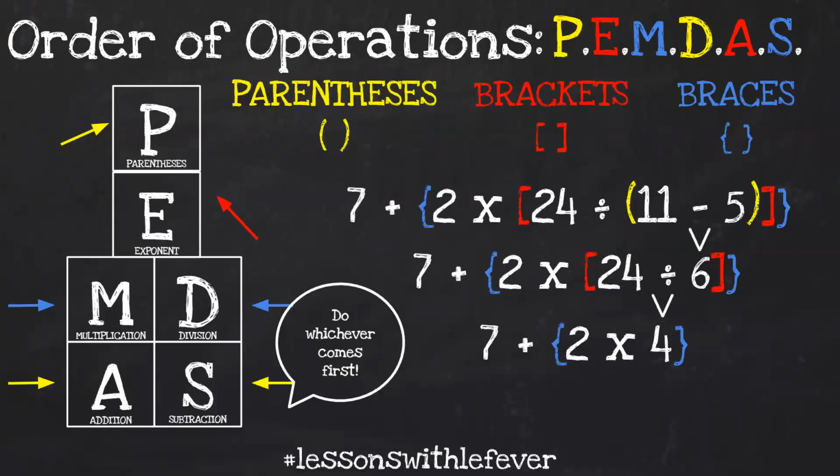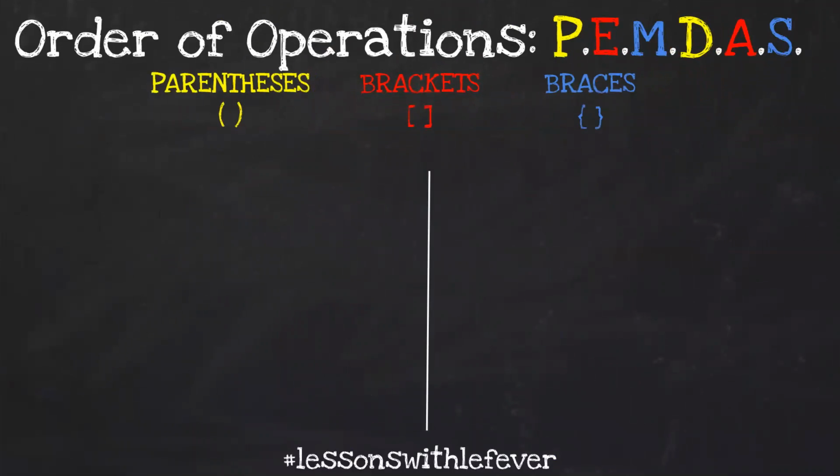Now we're left with braces, the blue. Those braces are also a part of the parentheses family, so we have to do that first before we can worry about the 7. So now we solve 2 times 4, which is 8. And now we're left with 7 plus 8, which is 15. I know that may have been a lot, so let's try to do 2 more problems together.